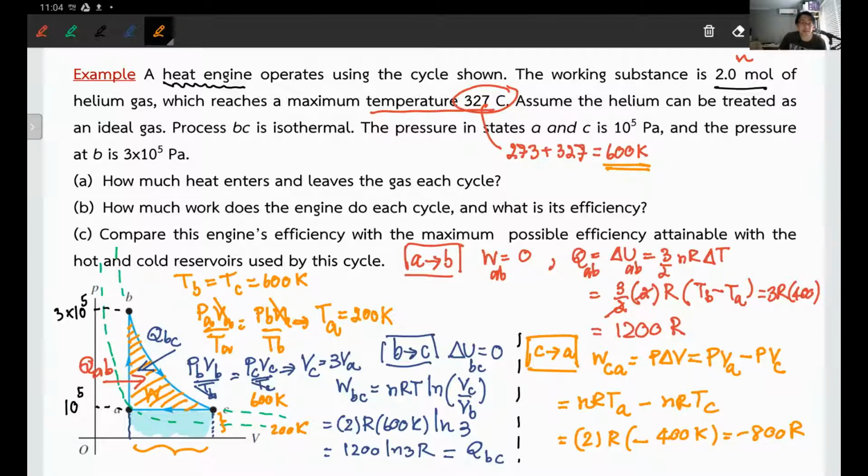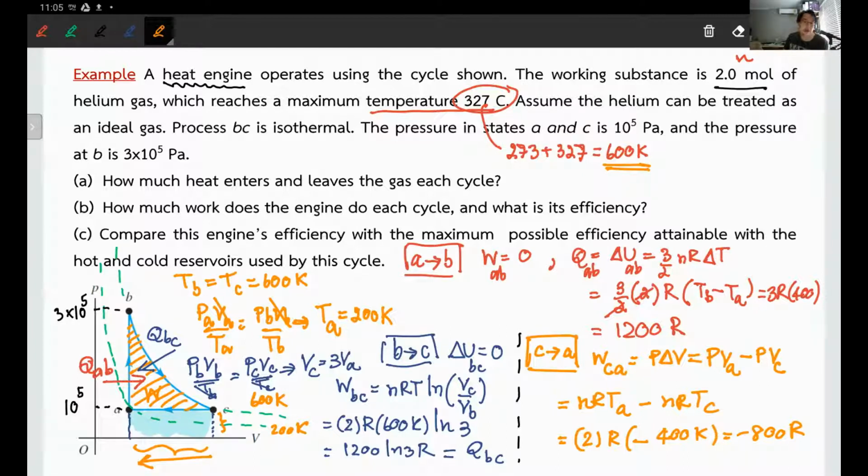And as expected, the work done is negative because you are compressing the gas. The gas actually gets compressed from C back to A. Nice. Okay, you start seeing the process right here. What else do you know?